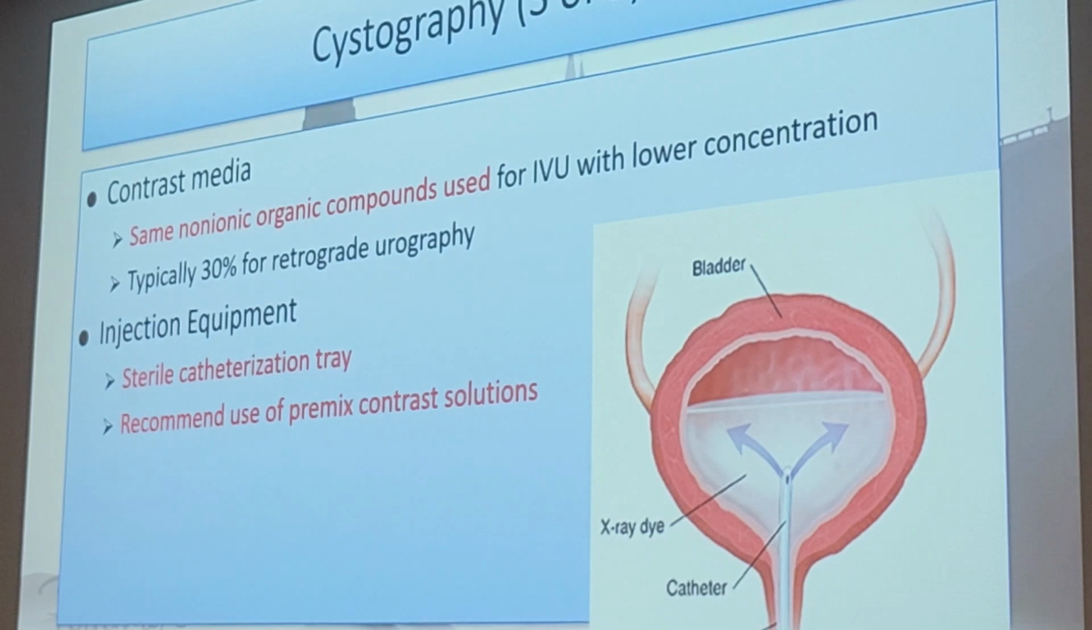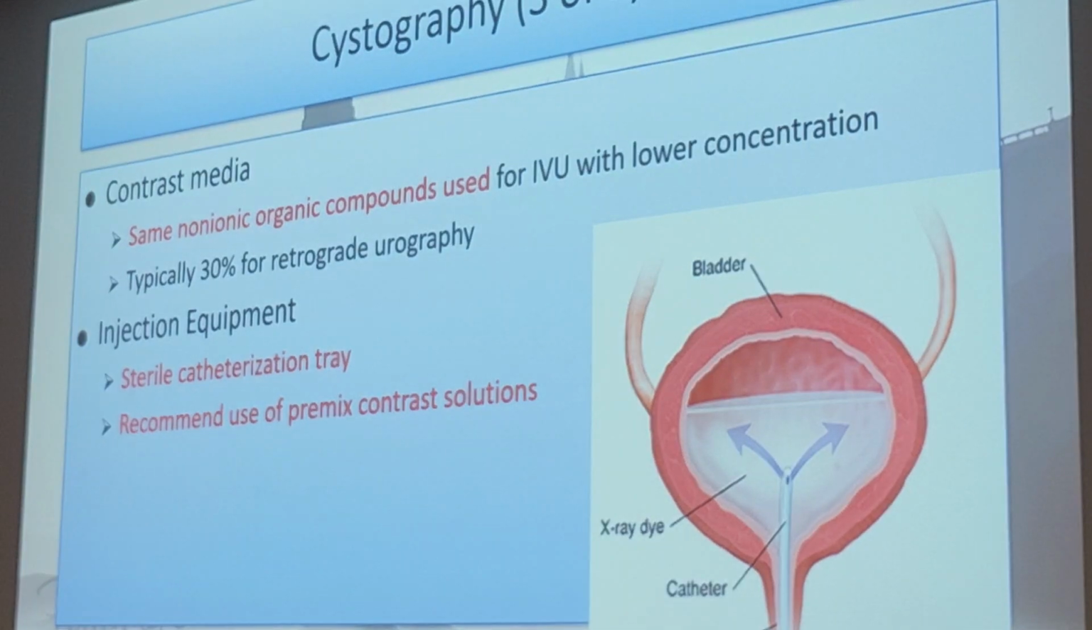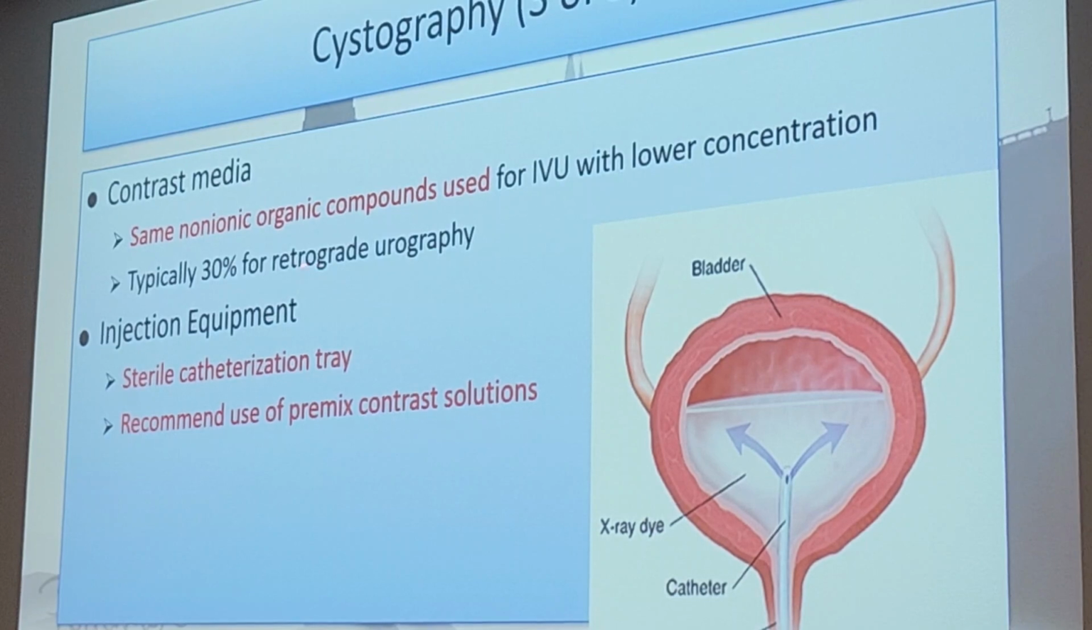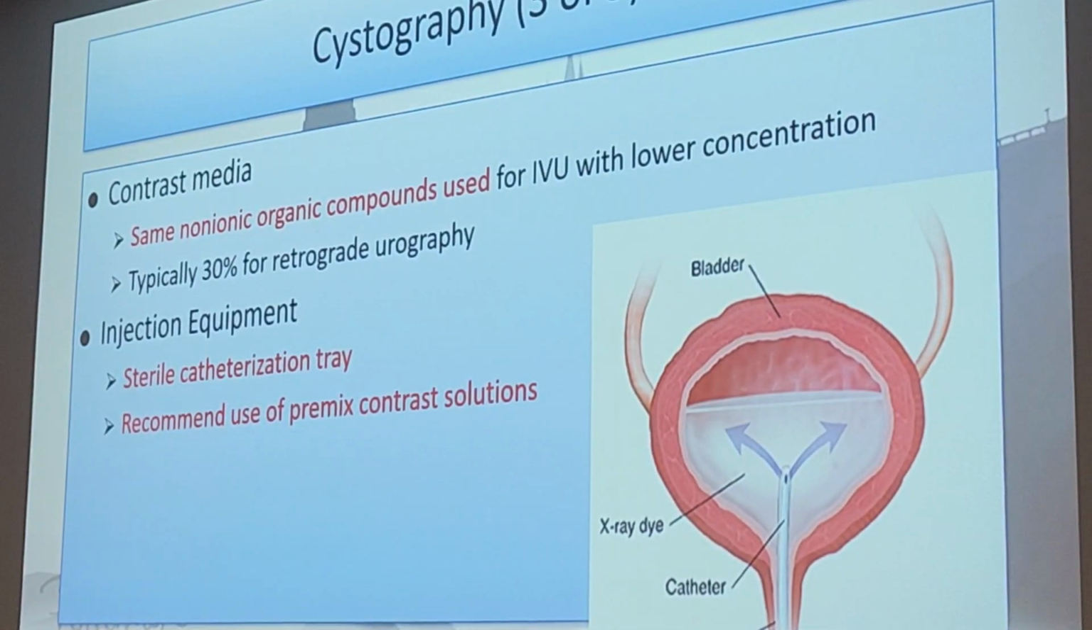All right, so contrast media, we're going to use the same non-ionic organic compounds that we use for IVUs, non-ionic being the one that's going to cause the least amount of allergies. Typically 30% for our retrograde urograms. Injection equipment, you'll use a sterile catheterization tray. Very important to use a sterile catheterization tray. Why? Because that's the source of the most infections when we're administering catheters.